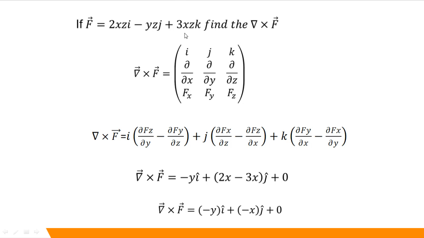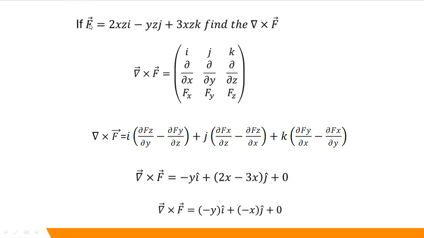Now this is the next. When you are speaking of del cross F, you should be very clear whether it is a rotational field or an irrotational field. If the del cross F value is 0, then it becomes an irrotational field. If the value is non-zero, then it is rotational. If it is positive, the direction is anticlockwise, and if negative, the direction is clockwise.